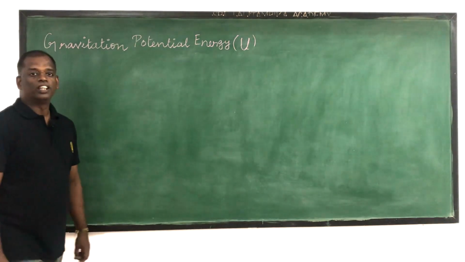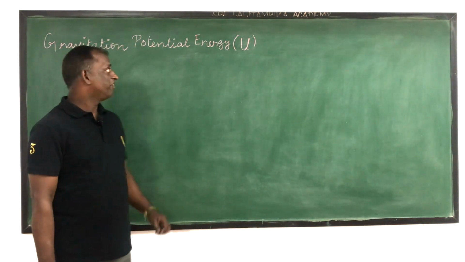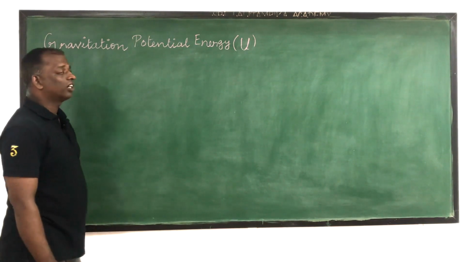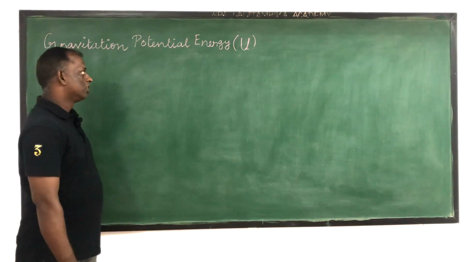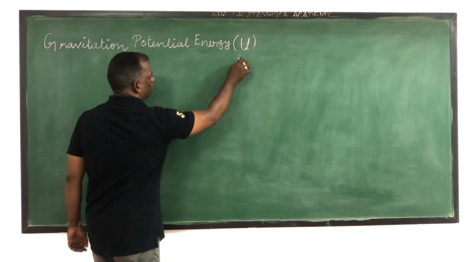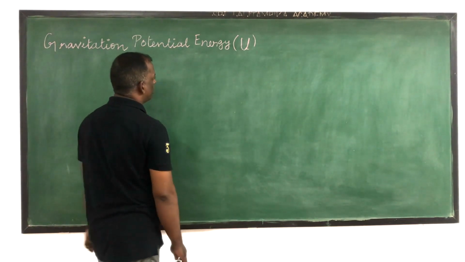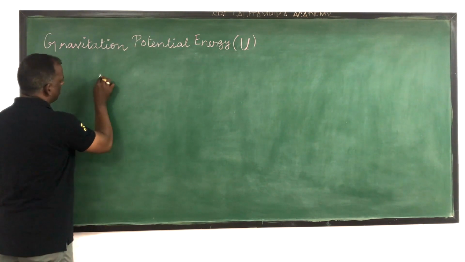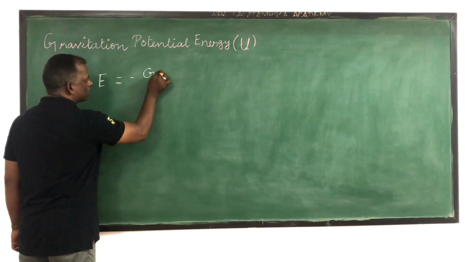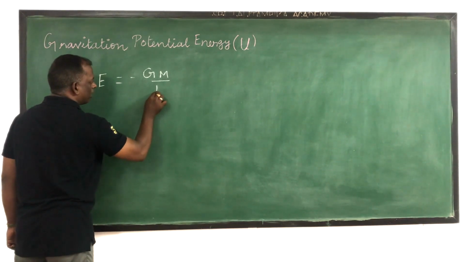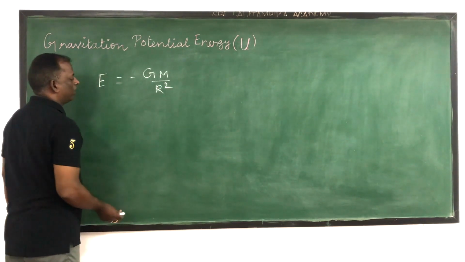Hello students, இன்னைக்கு நம்ம பார்க்க போறது gravitational potential energy. Gravitational potential energy. So potential energy எப்படி represent பண்ணுவாங்க? U, capital U. So நமக்கு தெரியும் field நால gravitational field E is equal to minus GM by r square.